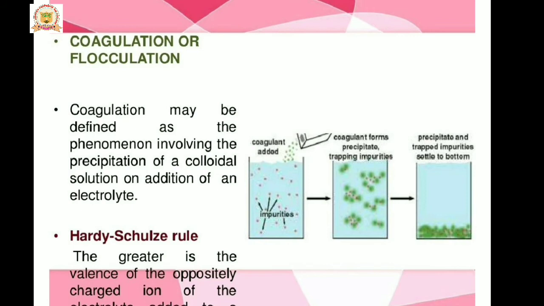Next property is coagulation or flocculation. Here the coagulant is added to the colloidal solution. That colloidal solution has the impurities. The coagulant forms the precipitate by trapping the impurities in it. Finally, we get the precipitate.